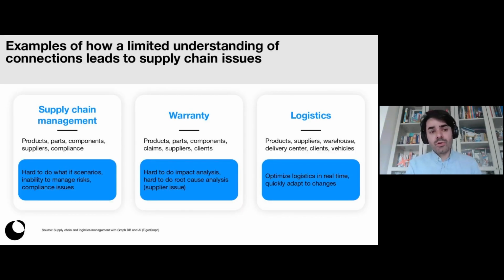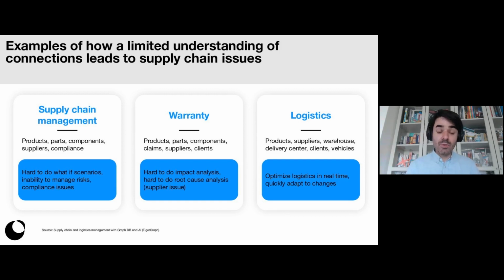And I want to drive this point home with some concrete examples of how a limited understanding of connections leads to supply chain issues. And we are going to talk about three examples here. First, supply chain management. So you need to understand the connections across products, parts, components, suppliers, and compliance. And if you don't really understand those connections, then it becomes hard to do what-if scenarios.